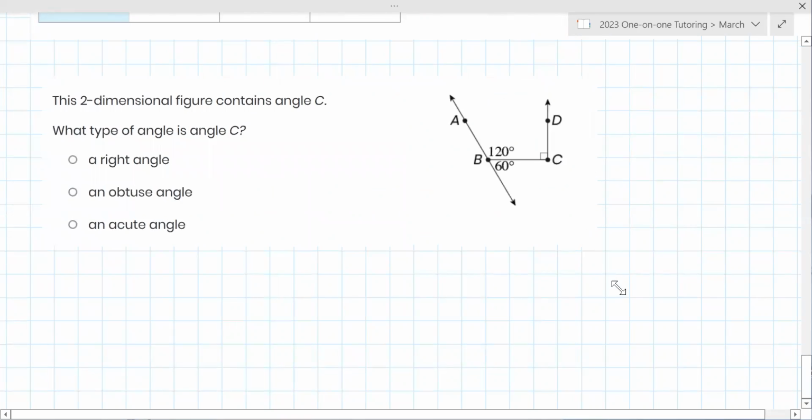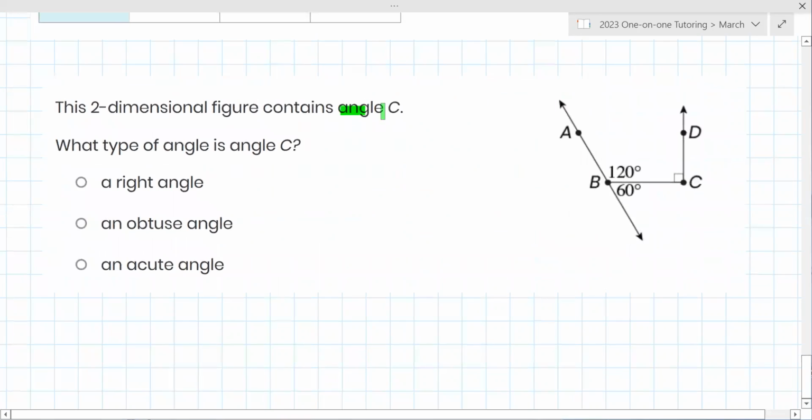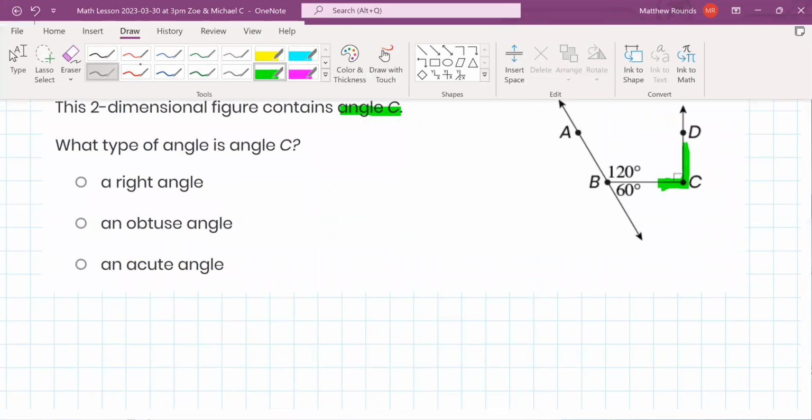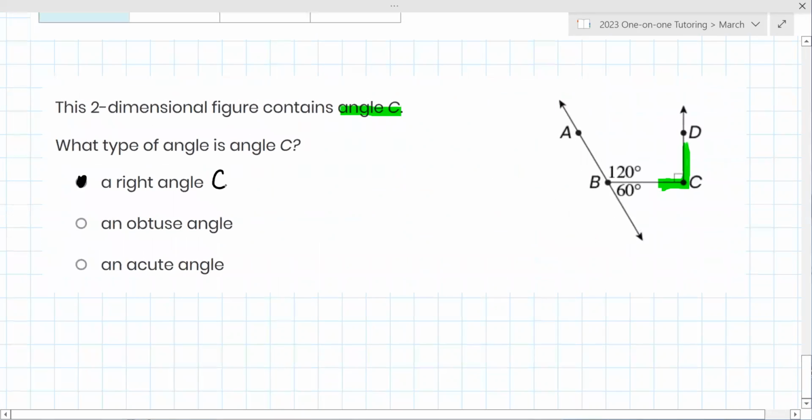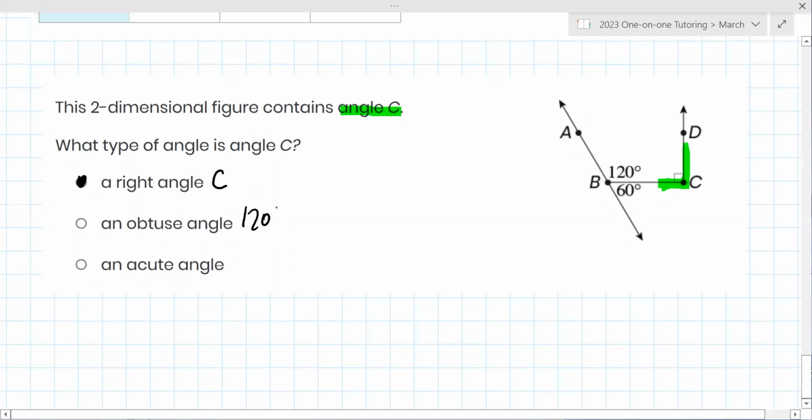All right, so we got the 2-dimensional figure contains angle C. So here's angle C. This is angle C right there. What kind of angle is angle C? All right. It's a right angle. Okay, so the answer is this one. Could you tell me an obtuse angle? 120. Good. How about an acute angle? Do you see any acute angles? 60. Very good.